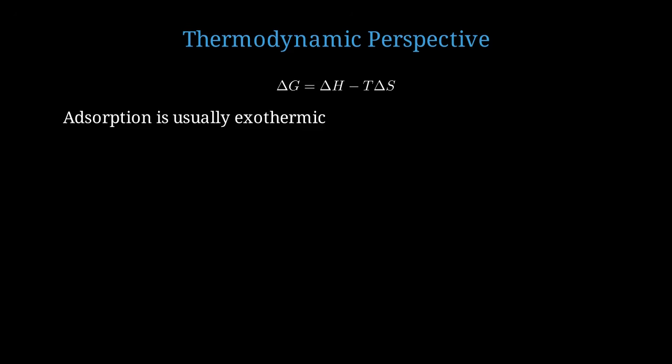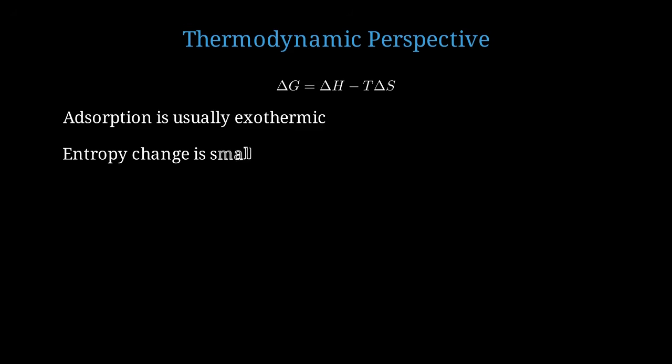Let us consider the thermodynamics of adsorbate binding. Why do molecules stick so readily to nanotube surfaces? The Gibbs free energy change, delta G, equals enthalpy change delta H minus temperature T times entropy change delta S. Adsorption is usually exothermic, meaning delta H is negative. Chemical bonds form between adsorbate and surface, releasing energy.